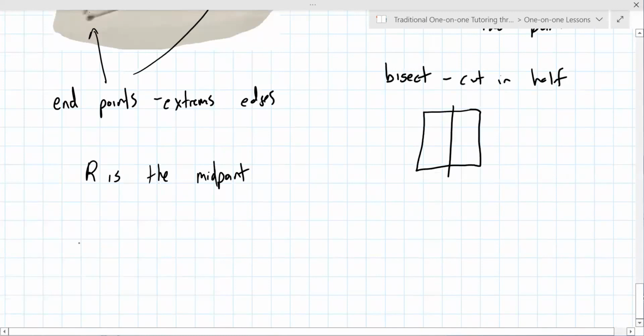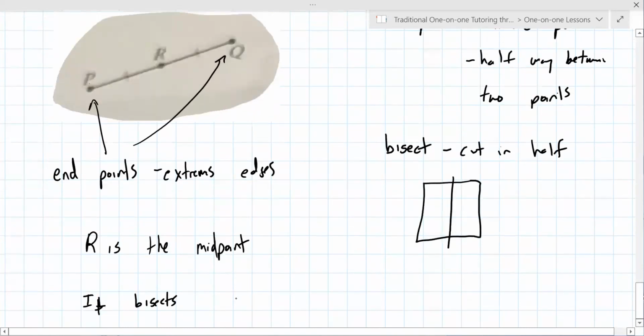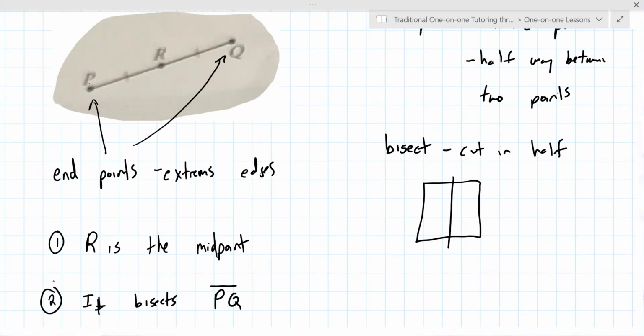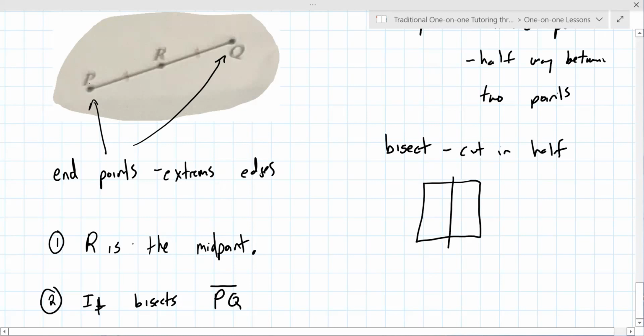And then you follow up by saying it bisects, and then we give the line segment PQ. R is the midpoint. It bisects PQ. It's two sentences that connect to one another. This is the way you write your answer. You want to say R is the midpoint. It bisects PQ. So last year in algebra, you would just scribble a number down. You'd say, oh, it's 7 or X equals 7. That doesn't work this year. You have to write it out.